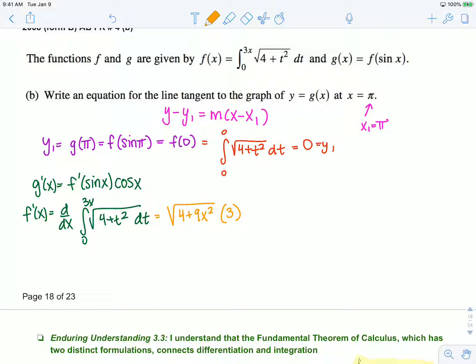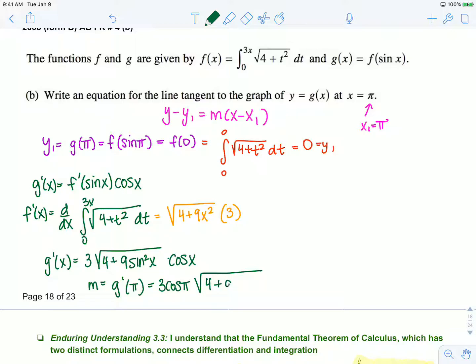So now that we know what f prime of x is, we can go back to g prime, and that's going to be 3 square root of 4 plus 9 times sine squared of x times cosine x. So if we want our slope, we need to plug in pi into this derivative. So this is 3 cosine of pi square root of 4 plus 9 sine squared of pi.